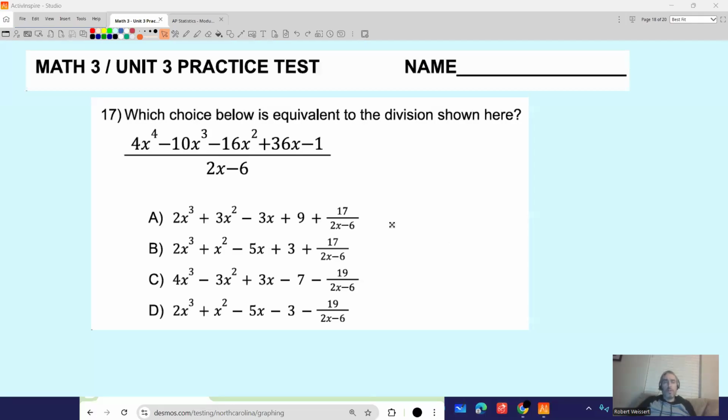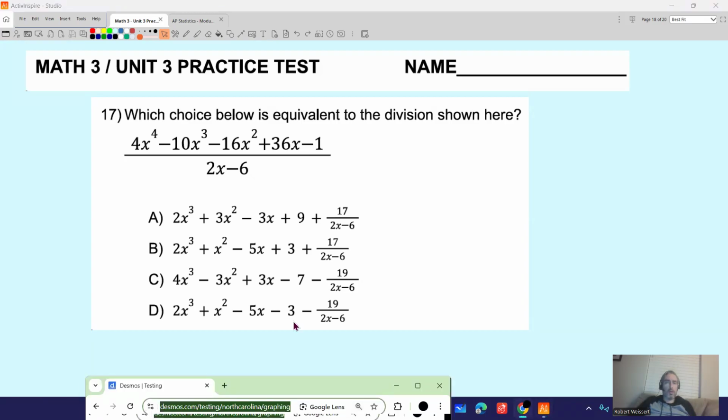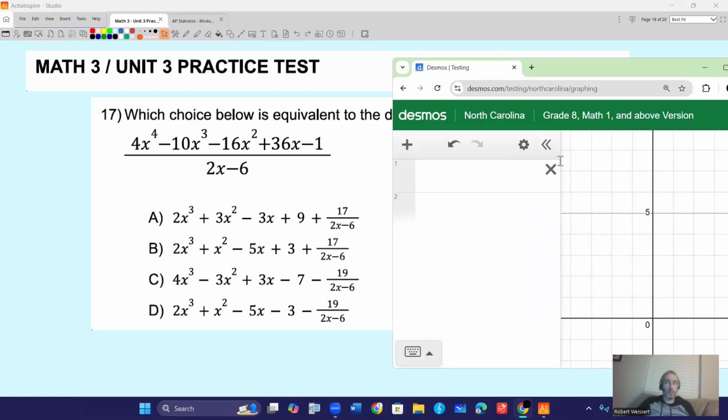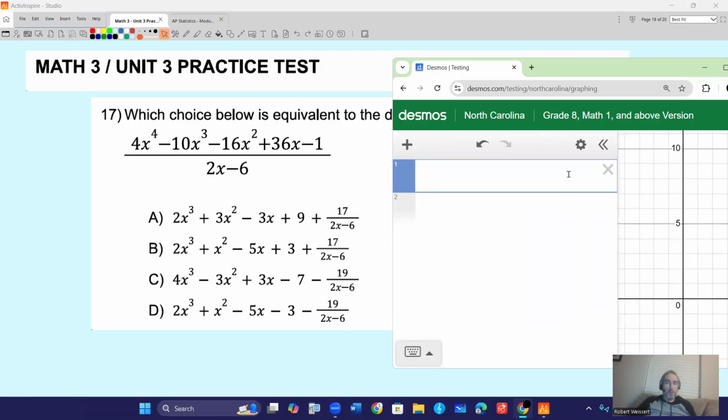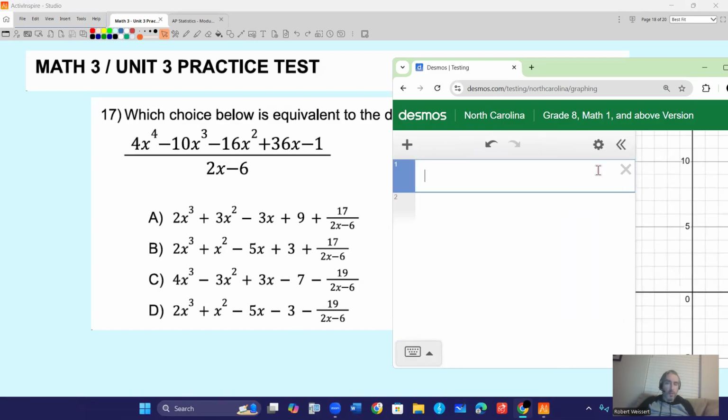All right, question 17. Now, we're going to cheat a little bit on this one here. This is a problem that you would use long division for. You can't use synthetic division easily. So, what I'm going to do on this problem, and what I encourage you to do on any of these problems that you're maybe struggling with doing by hand, is a graph check.